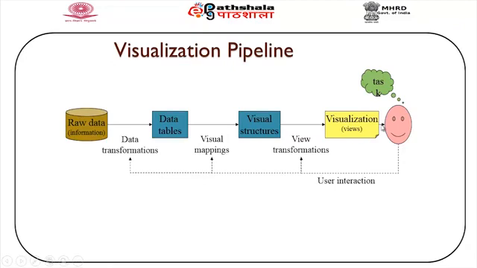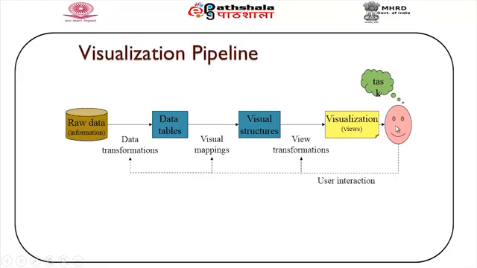From these views, the end user can gain certain knowledge out of the visualization. The end user can also perform many tasks over all these modules, and can easily interact at any stage of the visualization: at the data transformation stage, the visual mapping stage, or the view transformation stage. Usually there is a lot of interaction in the view transformation stage, where the end user can vary the views and see exactly what is happening. So that is the visualization pipeline basically.